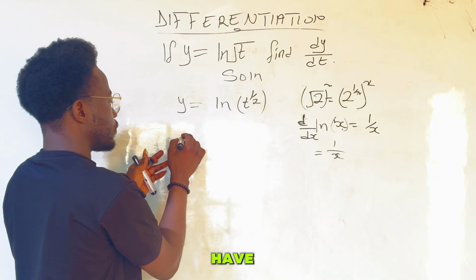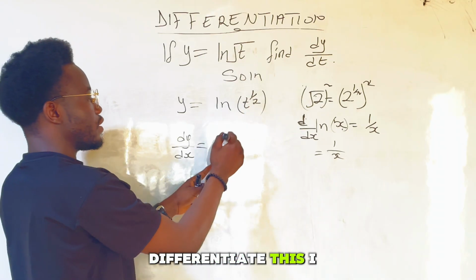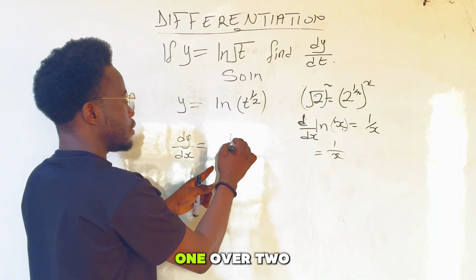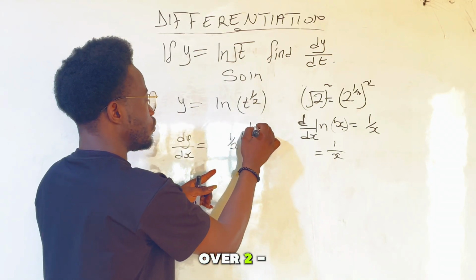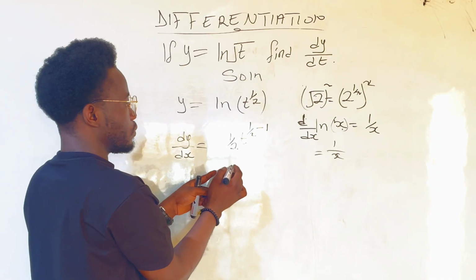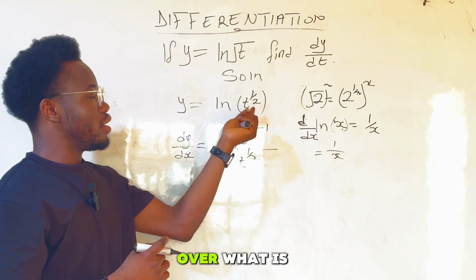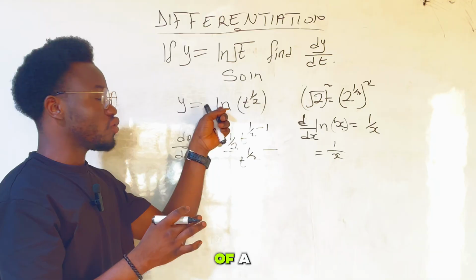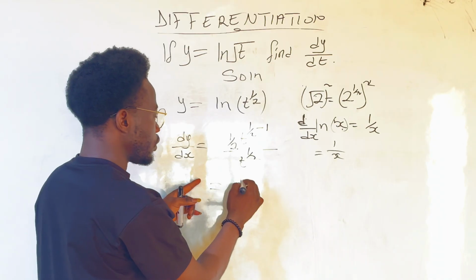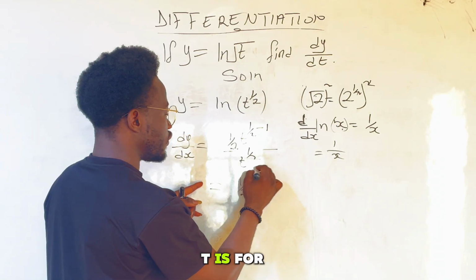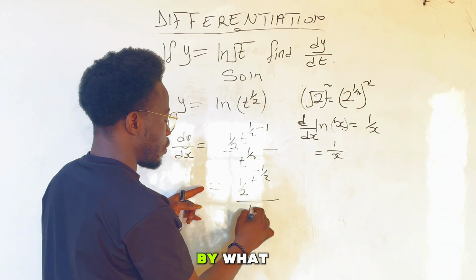So I'm going to now have my dy/dx equal to, differentiate this. I will have 1/2, that's from the general principle, times t^(1/2 - 1). I'm differentiating the top. Now over the whole thing again. So differentiate what is inside over what is inside. That is differentiation of the ln. That is the rule you have to apply. And this is going to be equal to 1/2 t^(-1/2). 1/2 minus 1 is -1/2. And this is still divided by what?